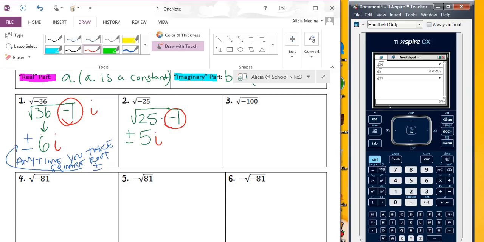Let's get to the next one, the square root of a negative 100. Hopefully you start seeing these patterns. I'm going to separate this to be 100 times a negative 1. The square root of 100 is plus or minus 10. Again, check it in your calculator if you need to. The square root of that negative 1 is going to be just i.